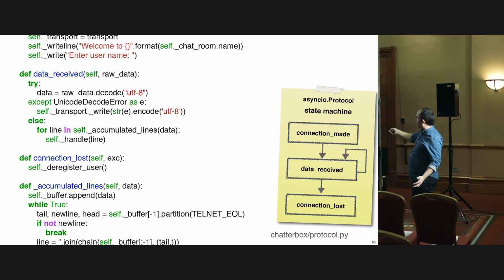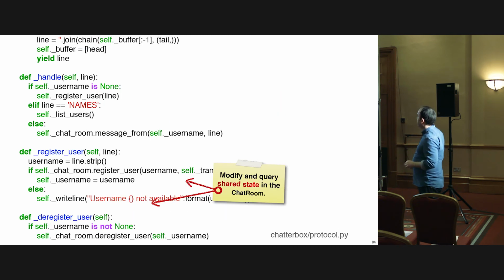It's up to us to convert that into strings and deal with the cases where we've sent stuff that isn't a string in UTF-8. And then it's up to us to look for lines of text in that data that's coming in. So we have to search for the new lines so that we know when we've got a full line of text. Okay? So that's what accumulated lines does. It's not important how it works. It's just looking for telnet end of lines.